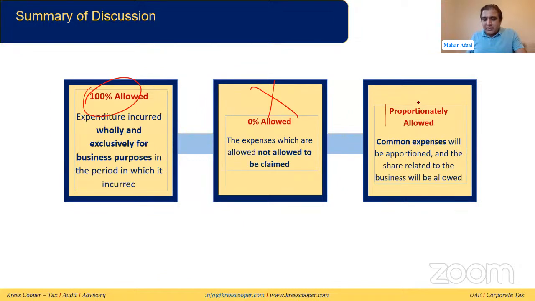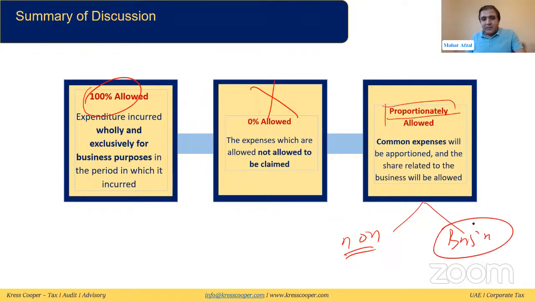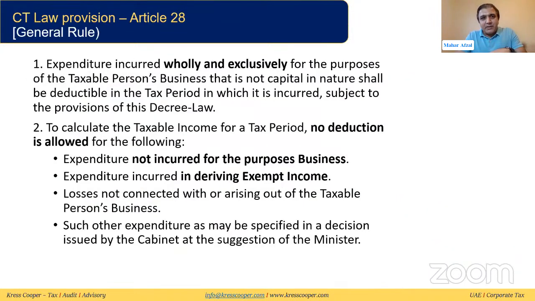Some expenses you can claim proportionately, meaning there is a place used for both business purposes and non-business purposes. Whatever portion is being used for business purposes, we will be able to claim, and we'll discuss that in detail. So on an overall basis, the general principles are that some expenses can be claimed 100%, some cannot be claimed at all, and some can be claimed on a proportionate basis. And this has been covered in Article 28 of the UAE corporate tax law.